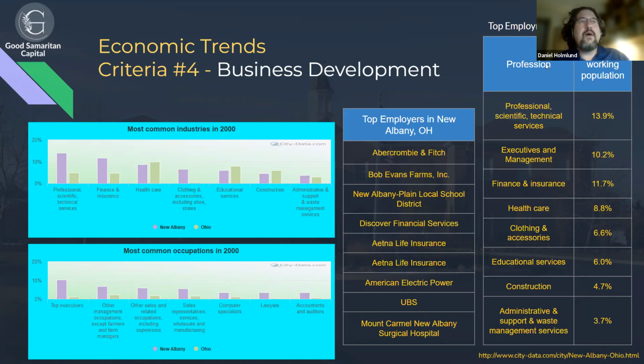People from a profession point of view are in professional and technical services, management and executive services, finance and insurance, and then healthcare, clothing, education, construction, and administrative and waste management services. So those are your top sectors in this area.